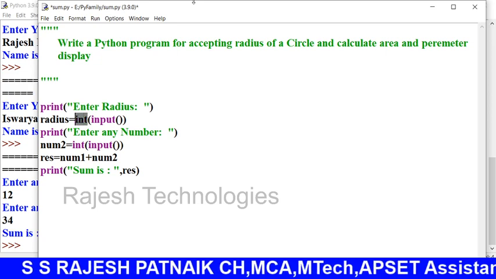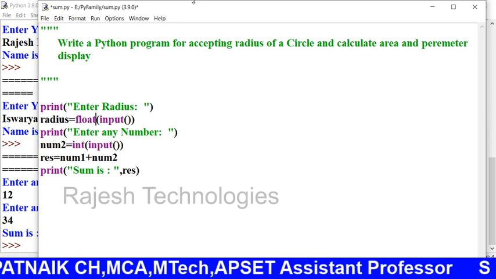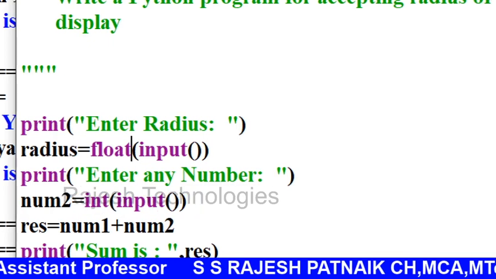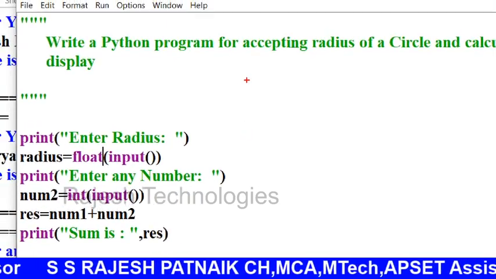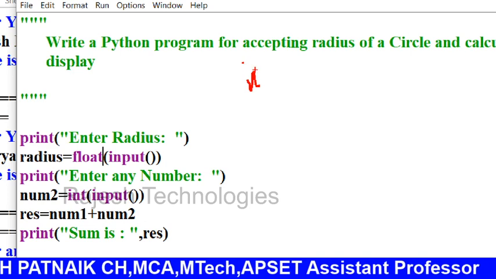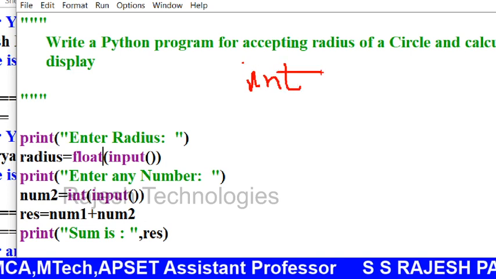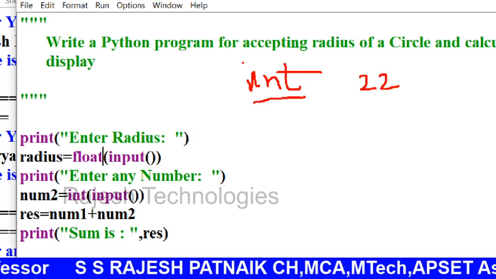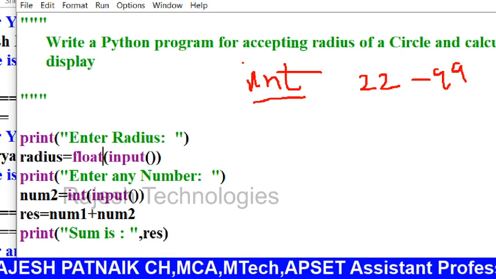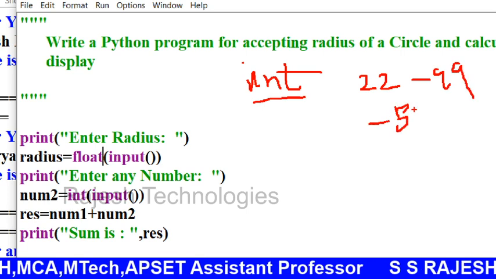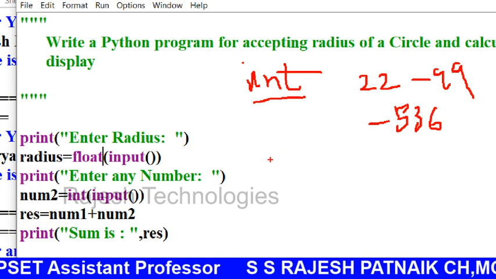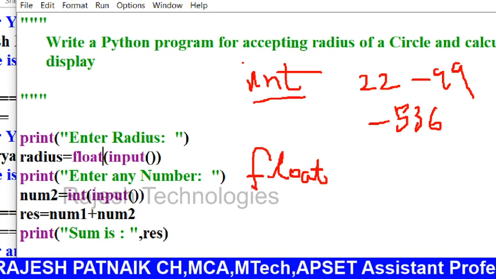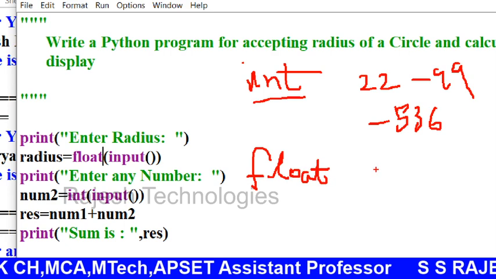and it is of which data type? Of float, because precision values. Integer is only for, there are different variables, different objects. Integer is a data type or the function. It is used to store only the numbers that may be 22, minus 99, 536, plus 536, any numbers. Float is also a data type. It is used for decimal because radius are the decimal values.